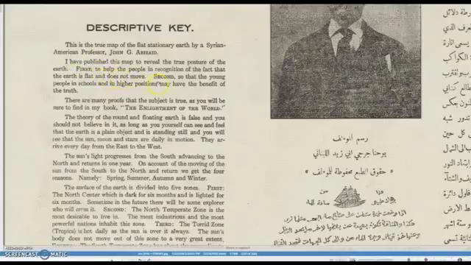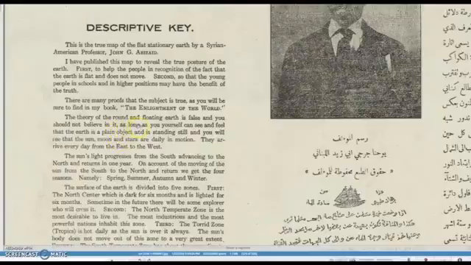He claims to have published this map to reveal the true posture of the Earth. First, to help the people in recognition of the fact that the Earth is flat and does not move. Second, so that the young people in schools and in higher positions may have the benefit of the truth. He claims there are many proofs that the subject is true, as you will be sure to find in his book, The Enlightenment of the World. Yeah, I thought it said enlightenment, but it's enlightenment of the world.